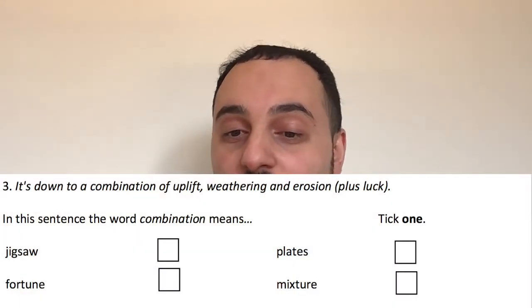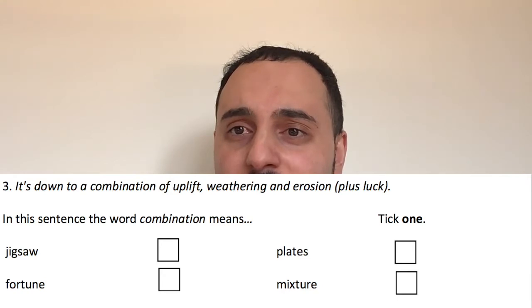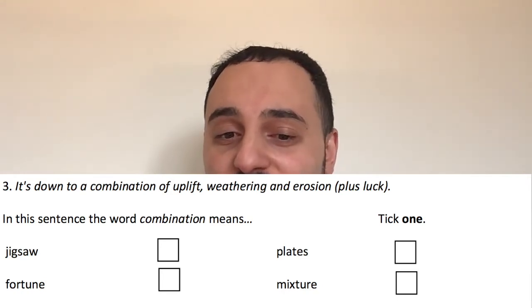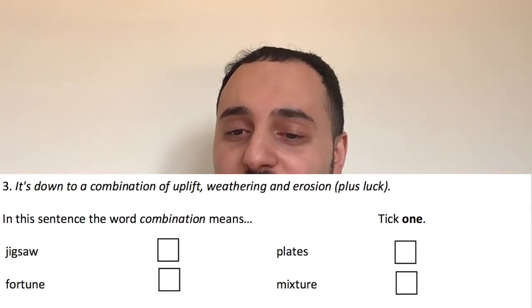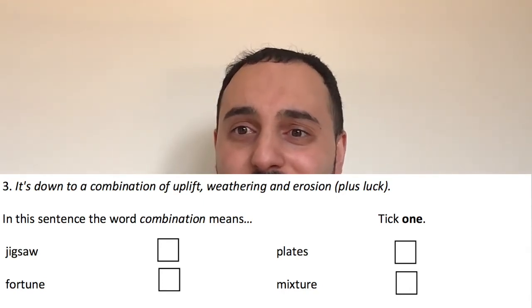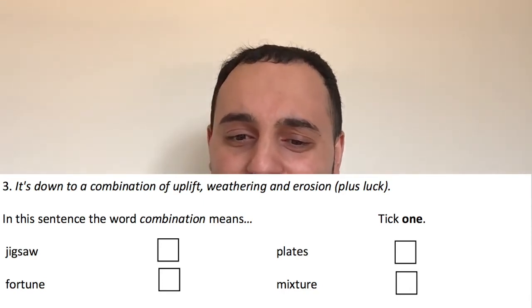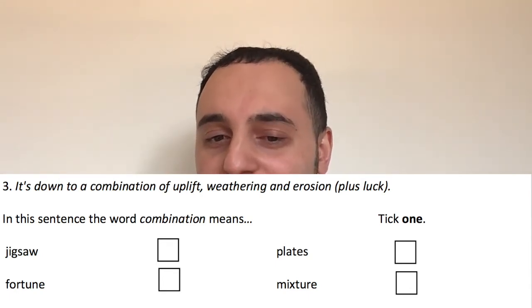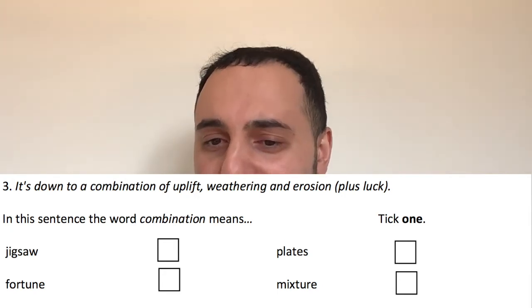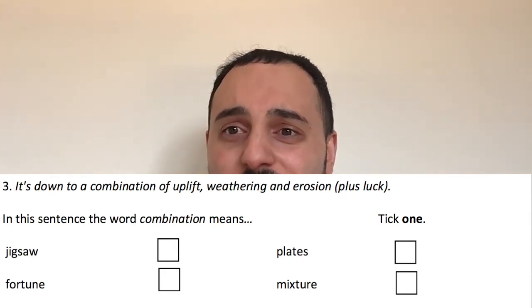So as usual, I'm going to use my trick of replacing the word combination with all 4 of those and see what makes sense. It's down to a jigsaw of uplift, weathering and erosion plus luck. Definitely not, that doesn't make sense. It's down to a plates of uplift, weathering, erosion plus luck. Nope, I didn't even like reading that one, it sounded awful. It's down to a fortune of uplift, weathering and erosion plus luck. That doesn't sound right either.